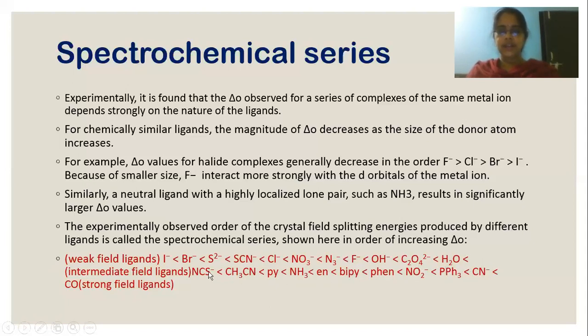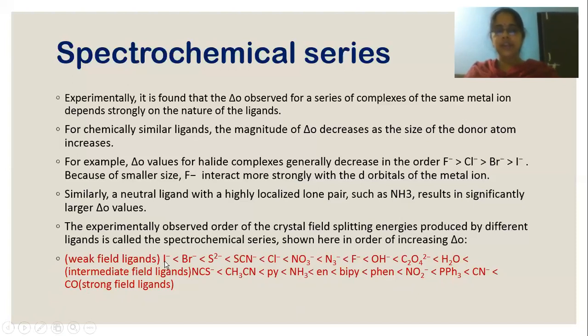The ligands that are arranged in the center of the spectrochemical series are called intermediate field ligands. These ligands may result in higher CFSE values or lower CFSE values, depending upon the nature of the metal ion, the oxidation state of the metal, the size of the metal, and so on. The ligands arranged on the right hand side of the series are very strong field ligands, like nitrate ion, triphenylphosphine, cyanide ion and carbon monoxide. These are strong field ligands.